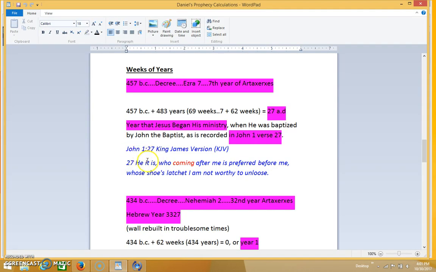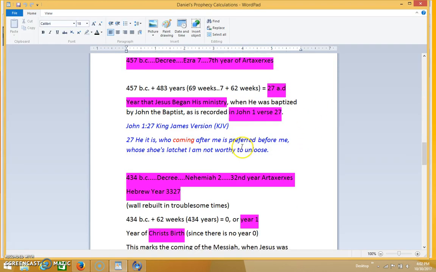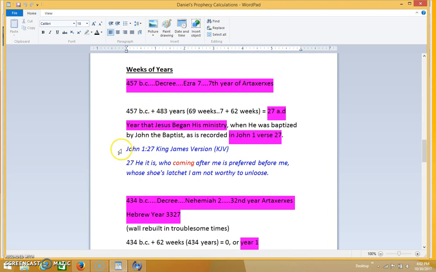Okay, so it was in John 1:27 where John the Baptist said, "He it is who's coming after me has preferred me, whose shoes latchet I'm not worthy to unloose." But this same verse is recorded in Mark 1:7, where it says, "And preached, saying, There cometh one mightier than I, after me the latchet of whose shoes I am not worthy to stoop down and unloose." So John the Baptist is saying the same thing over here in Mark 1:7. And so I've explained how I believe 27 represents 2017, and it seems that God is confirming the year 27 over here in John 1:27 as the first coming of Christ, as well as the second coming of Christ.